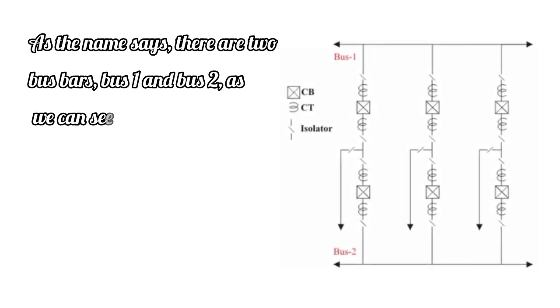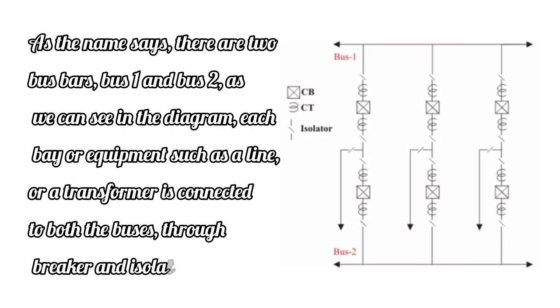The double breaker bus system, as the name says, has two bus bars, bus 1 and bus 2. Each bay or equipment such as a line or a transformer is connected to both the buses through a breaker and isolators to each bus.